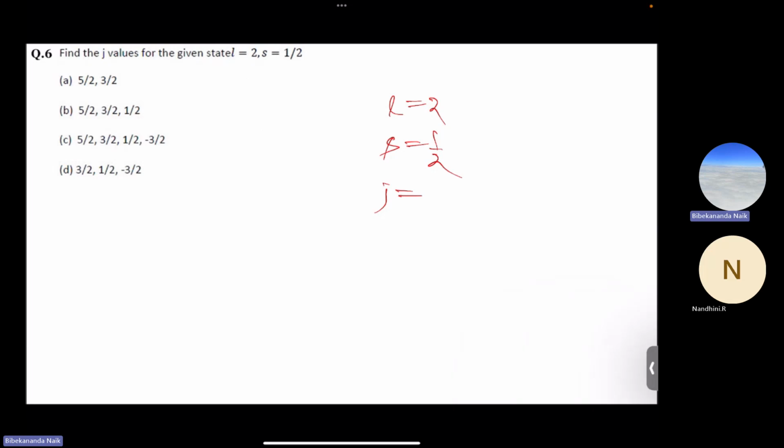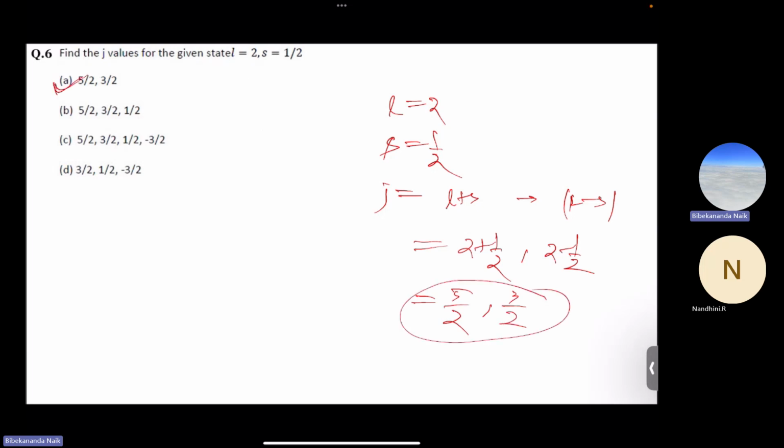So you see, it is a very simple question. J will be from L plus S to the magnitude of L minus S. So L plus S is 2 plus 1/2 and then 2 minus 1/2. 2 plus 1/2 is 5/2 and 2 minus 1/2 is 3/2. So the correct option will be option A, 5/2 and 3/2.